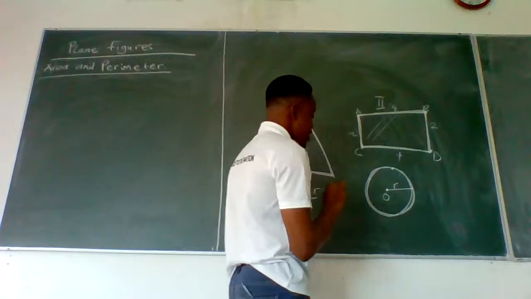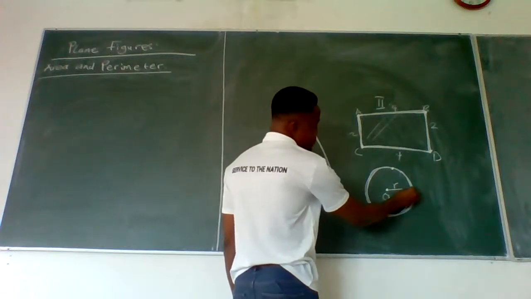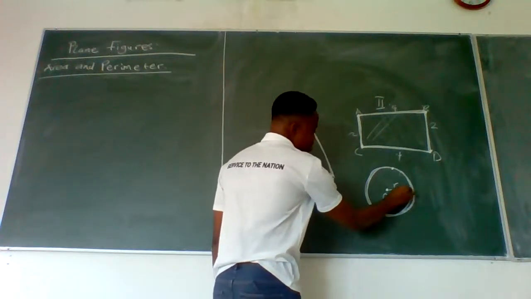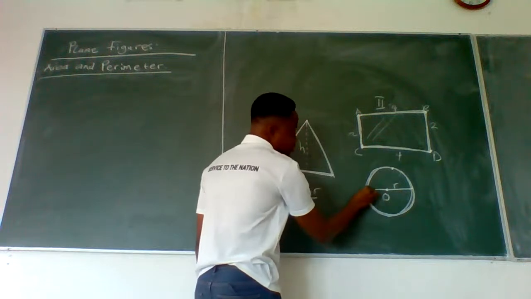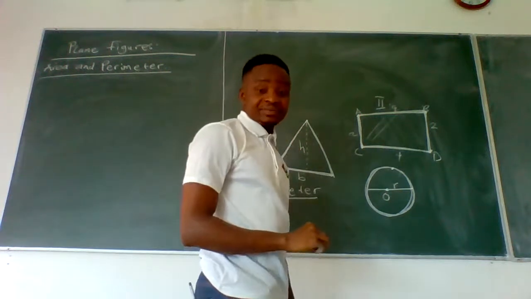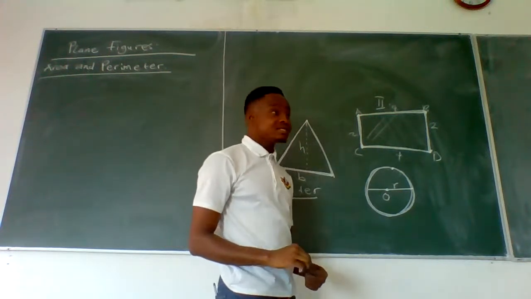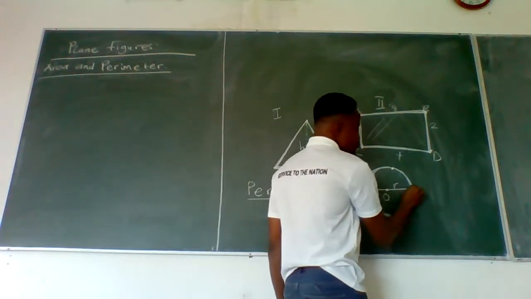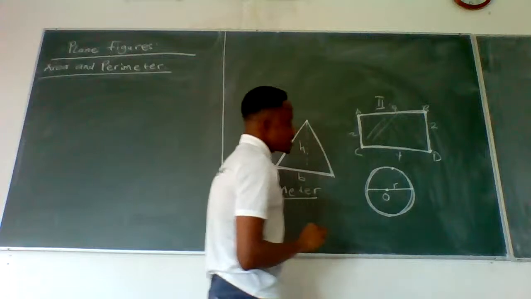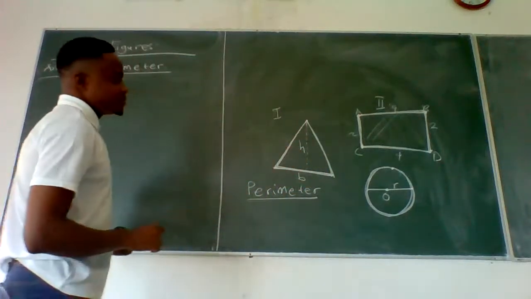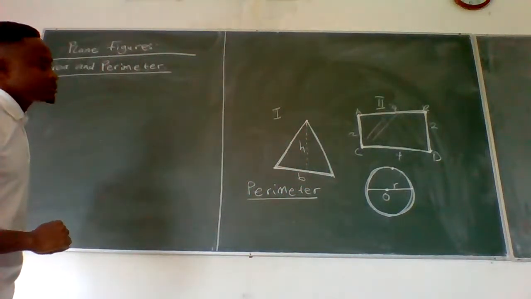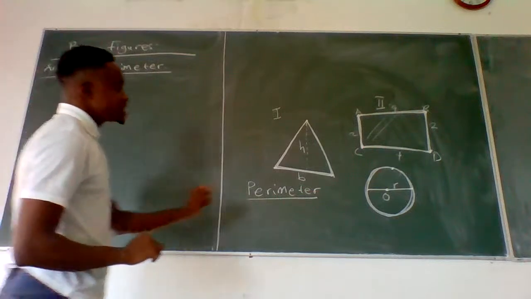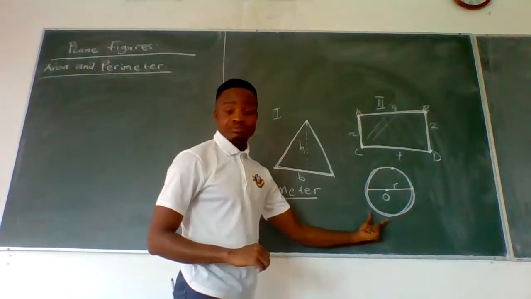A radius. And then when you have two radii, double of the radius will give you the diameter. So diameter is just a straight line passing through the center to the ends of the circumference. So this is basically three forms of plane figure.